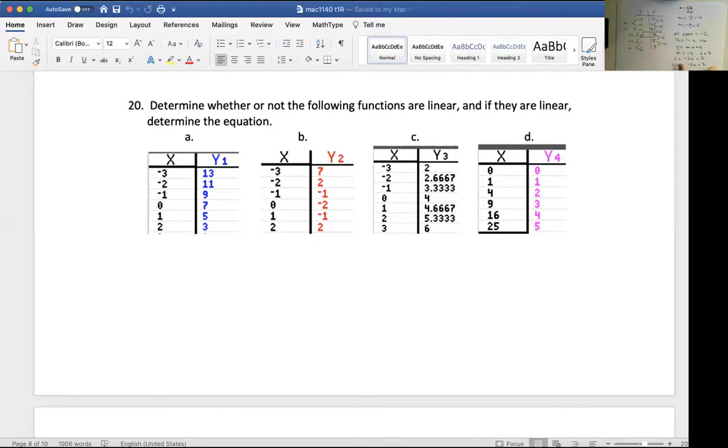Let's take a look at y2. See what's happening there. We'll copy down those numbers again, same way. We have x, and then we have y2. Same numbers, -3, -2, -1, 0, 1, 2. That's nice. So the change in x's are always going to be 1. 7, 2, -1, -2, -1, +2. Well, interesting.